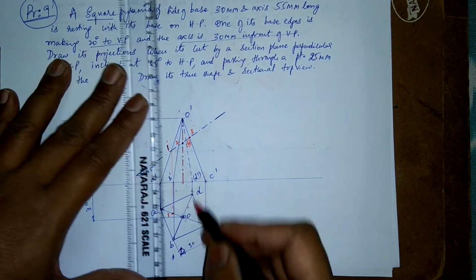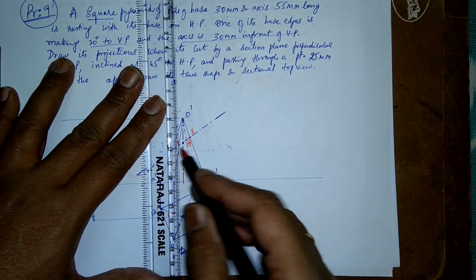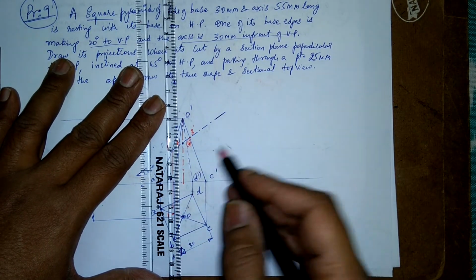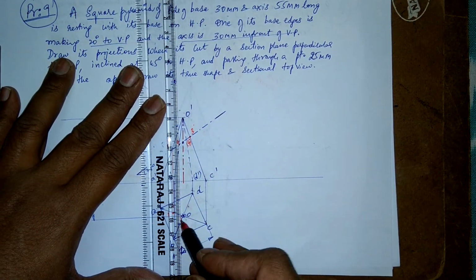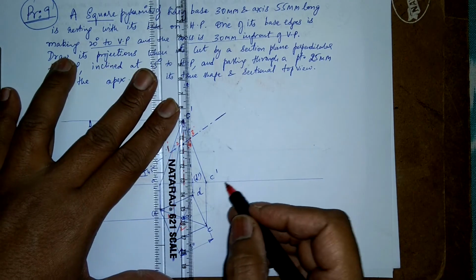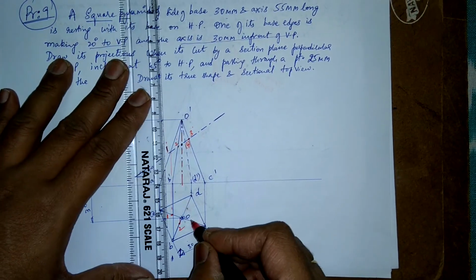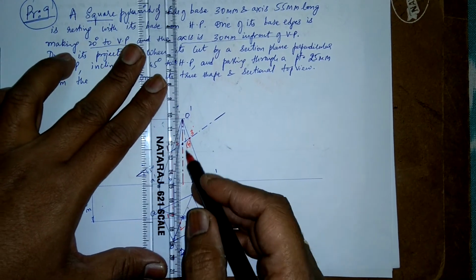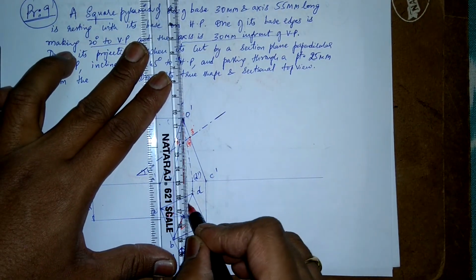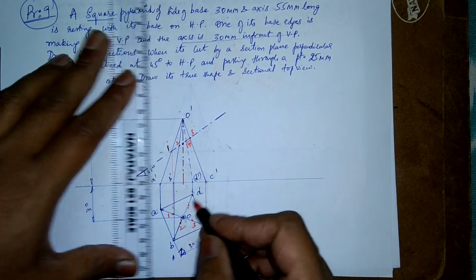So 2 is lying on OB. So just let me drop this down onto 2, and then 3 is lying on OC. Let me get it on here. And 4 is lying on right here.